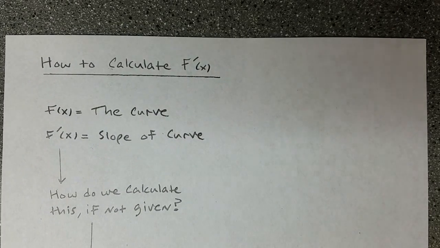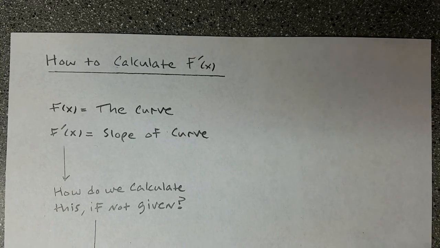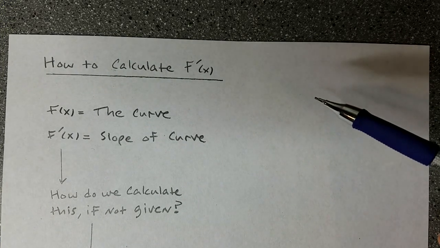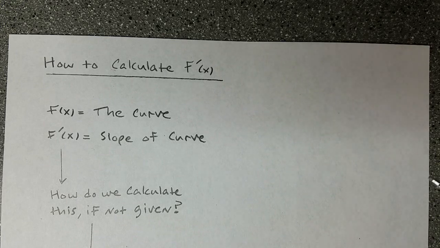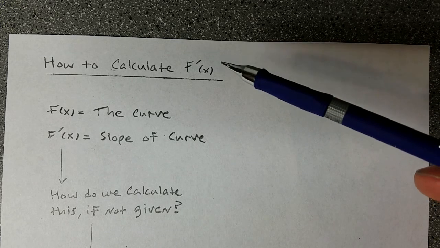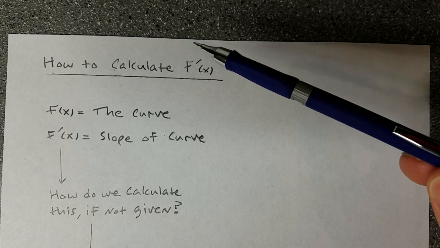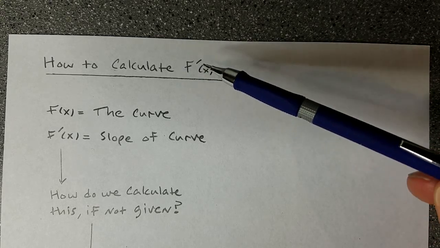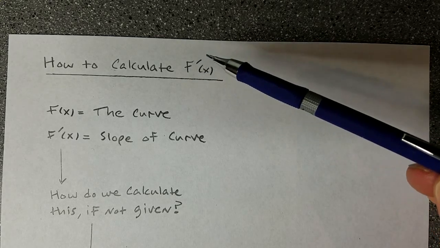Alright everybody, here's what I think will be the last video in the series over secant lines, tangent lines, etc. In this last one we figure out how do you calculate the derivative. The derivative is also called by notation f prime.